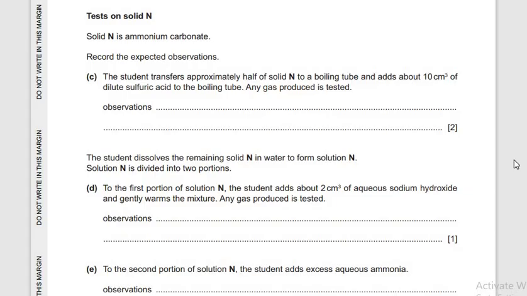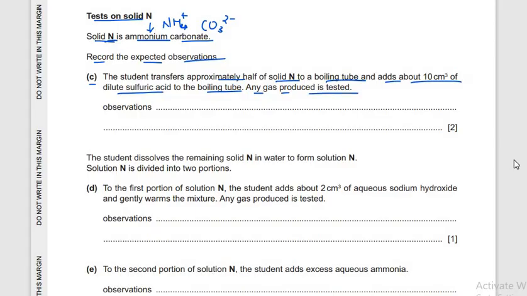Now the test on solid N is given here, and solid N is ammonium carbonate. So we have an ammonium ion, NH4+, and the carbonate ion, CO3 2-. These are the 2 ions present in solid N. Record the expected observations. Part C: the student transfers approximately half of solid N into a boiling tube and adds about 10 cm3 of sulfuric acid. Any gas produced is tested.